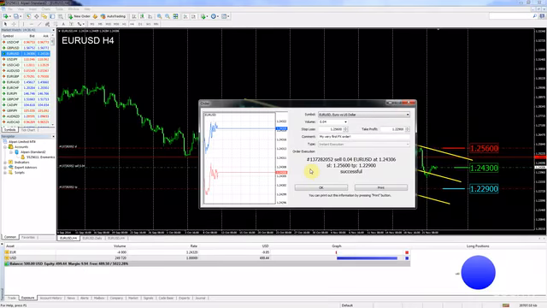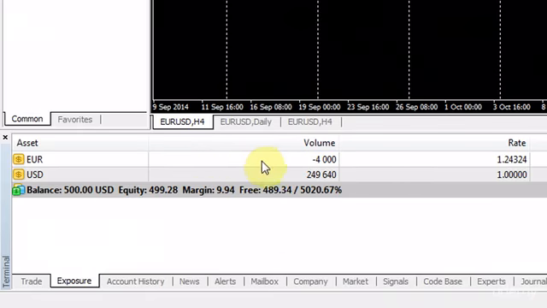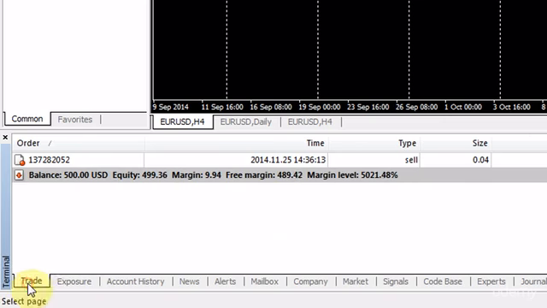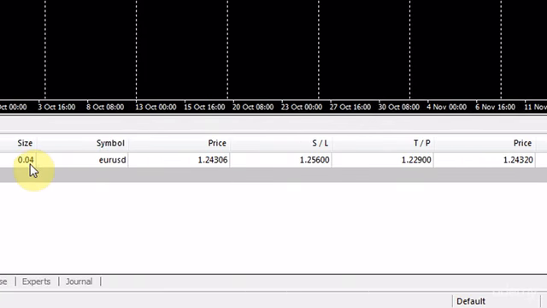So I'm just going to click OK here. As you can see, we've got new exposure to the euro here. It is negative because we conducted a sell order. Here we've got some information on the margin and what's going on with the equity. Now if we move to the trade tab, you'll see your order here. So that's the ticket number of our order. That's the time when it was open. That's the type of order. It's a sell order. Size, the volume in lots, 0.04.